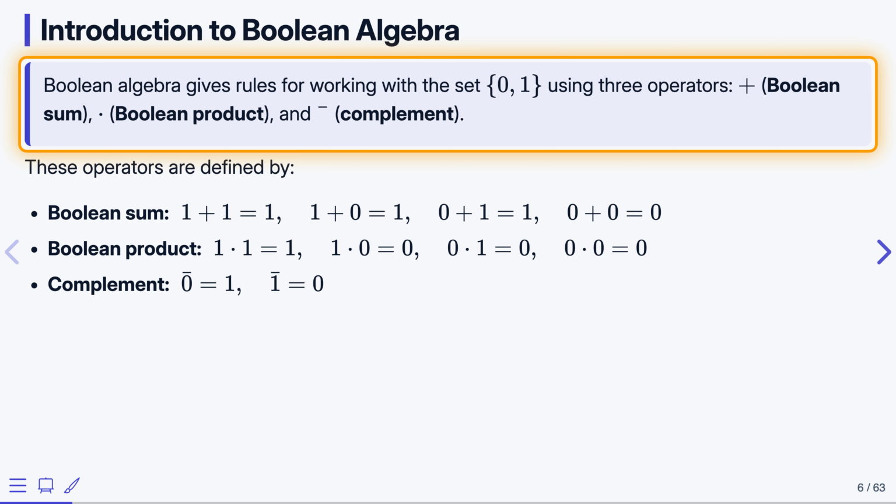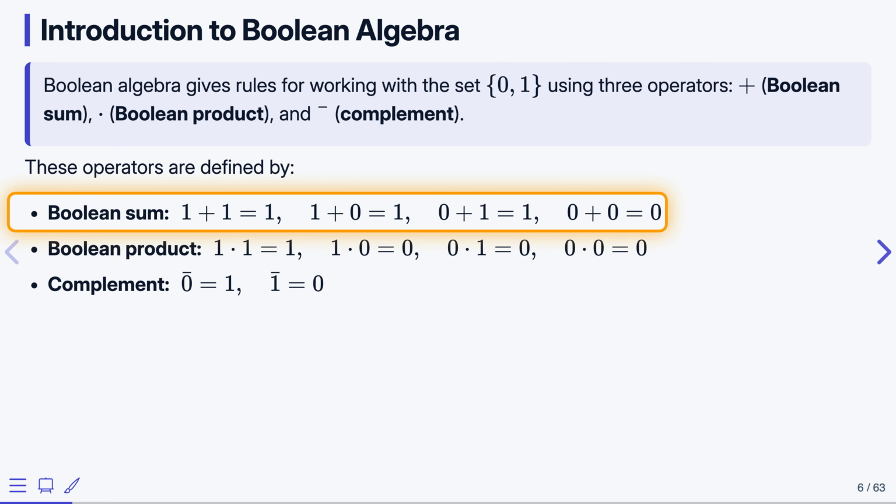Let's learn the three operations. They all work on the set that holds just 0 and 1. The Boolean sum uses the plus sign and it behaves like an OR. 1 plus 1 is 1. 1 plus 0 is 1. 0 plus 1 is 1. Only 0 plus 0 gives 0.